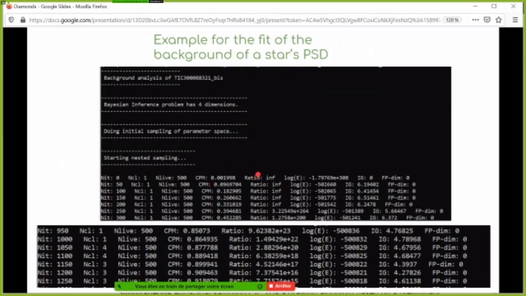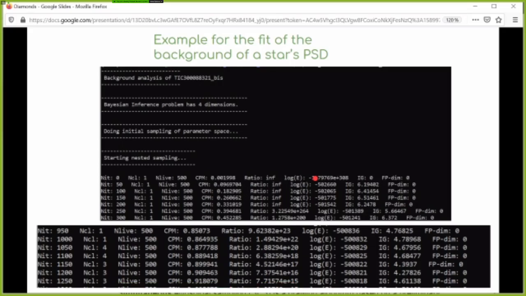It's an important parameter to track for understanding how much is left to sample for the posterior probability distribution. When this number reaches the value of the termination factor given as an input, the computation will end and the result will be generated. Here we have log E and IG, which are the natural logarithm of the cumulated Bayesian evidence and the information gained from the previous iteration.